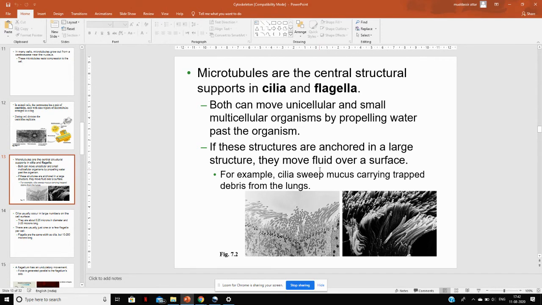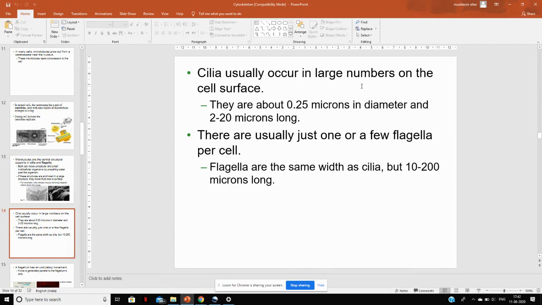tube in higher animals, as well as in the intestine, as well as the places where the cilia are found in the form of cytoplasmic extensions. For example, cilia sweep mucus carrying trapped debris from the lungs. Very good example. Okay. Cilia usually occur in large numbers on the cell surface. They are about 0.25 microns in diameter and 2 to 20 microns in length. Okay, and there are usually just one or a few flagella per cell. Flagella are the same width as cilia but 10 to 200 microns long.